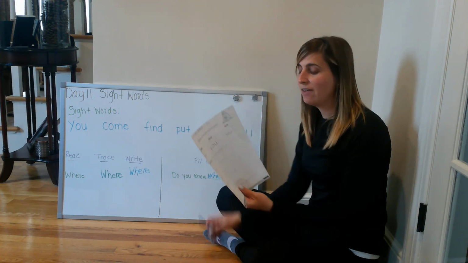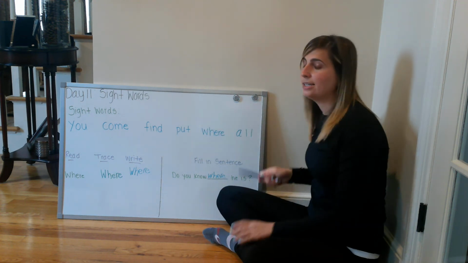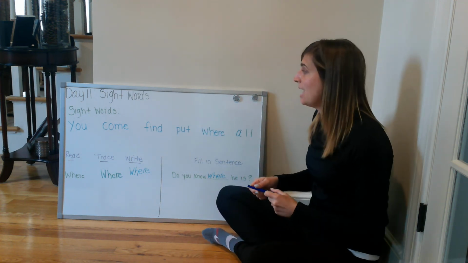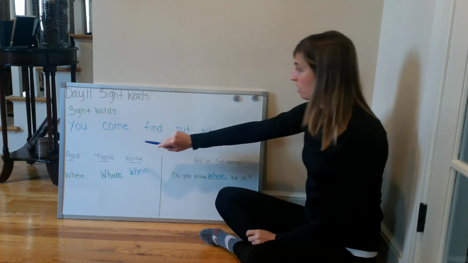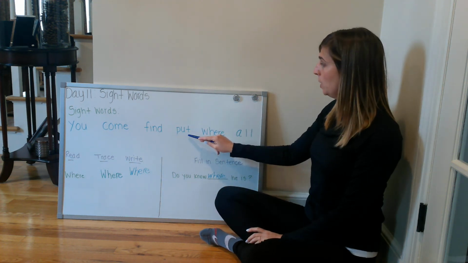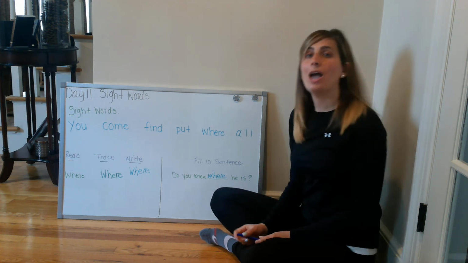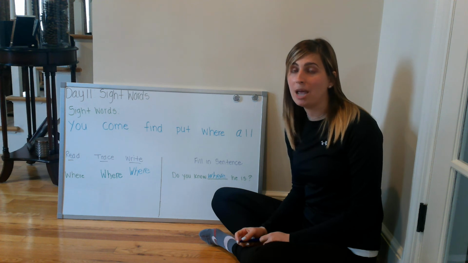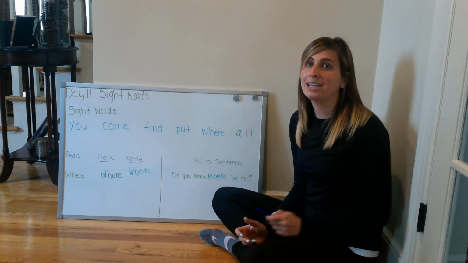Before I leave to have you guys try the rest of the worksheet on your own, let's review our 6 sight words we learned today by saying them all together. You, come, find, put, where, and all. So after you're done with your sight word worksheet and practicing those 6 sight words, I will then see everybody back in reading.